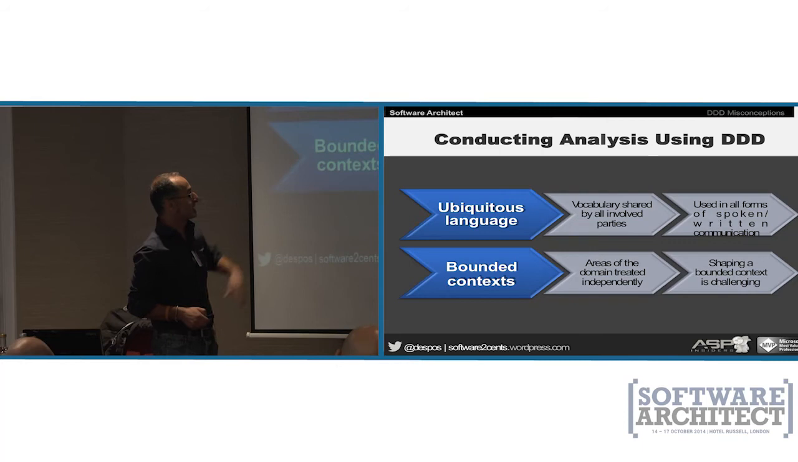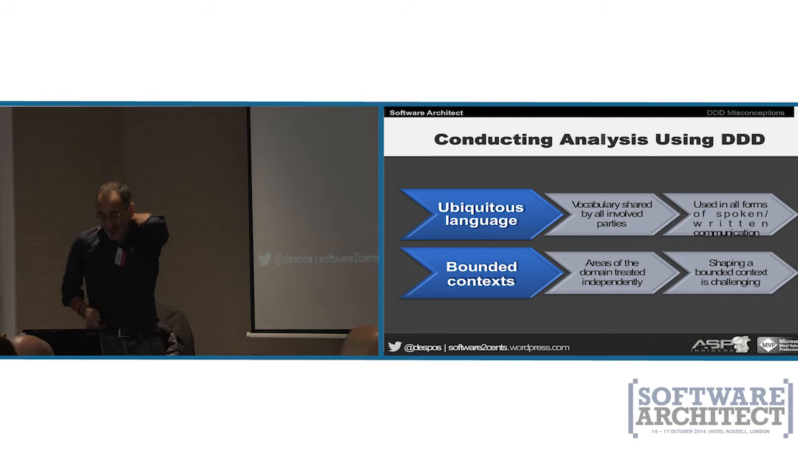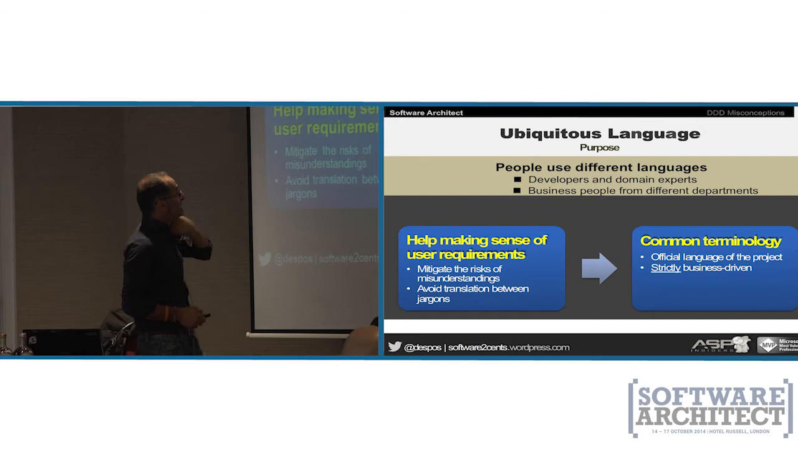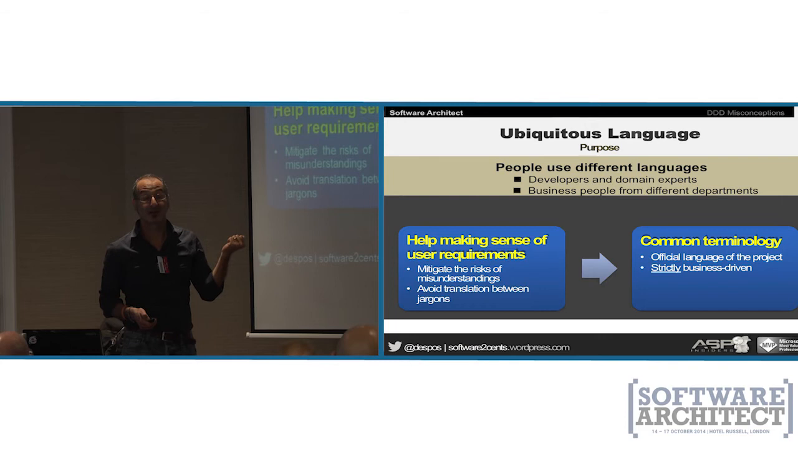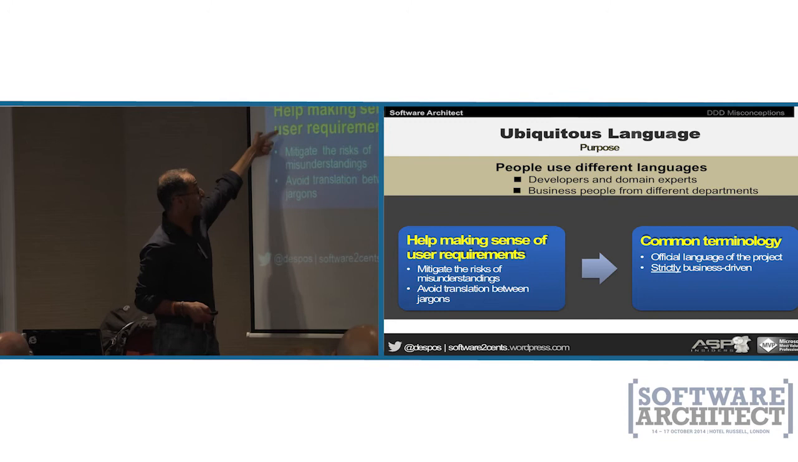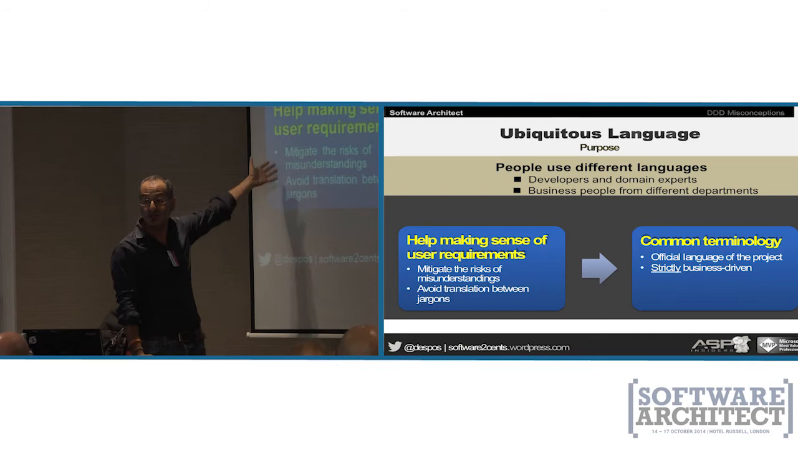The purpose of the ubiquitous language is having developers and domain experts use the same terminology. It mitigates the risk of misunderstanding and avoids translation between different jargons. It's not theory, it's money. There's money involved here. This graphical piece of a PowerPoint slide shows you the ROI of DDD.